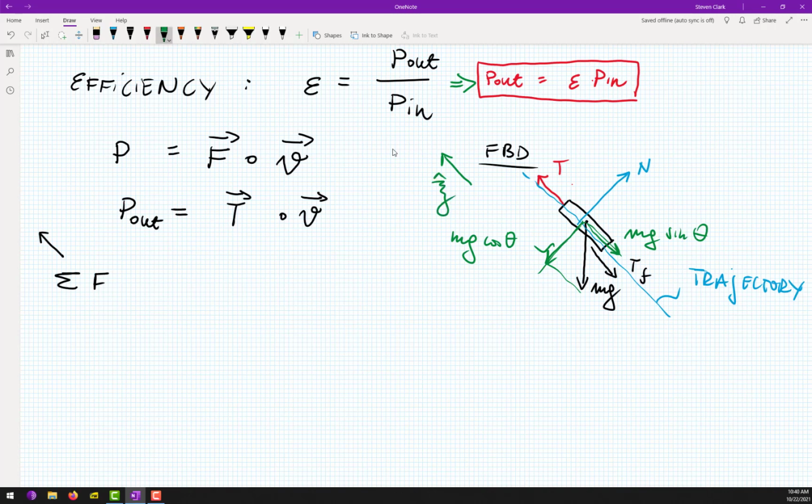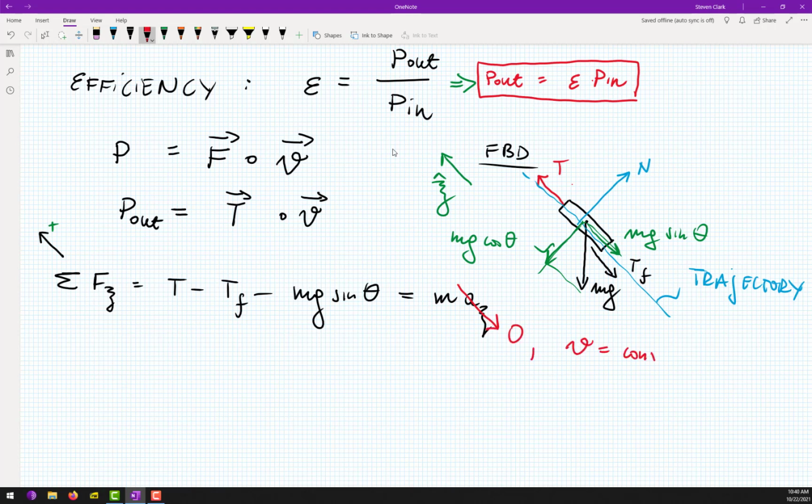Okay, let's do Greek letters, or choose whatever letter you like. Along this direction, that would be T minus Tf minus mg sine theta, and this is equal to m a xi. And what is a xi? It's 0, because our velocity is constant. So we just found an expression for T. T is equal to Tf plus mg sine theta.